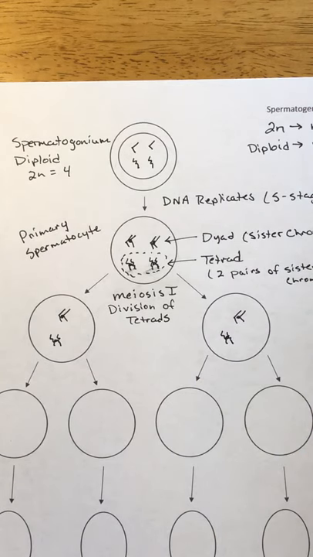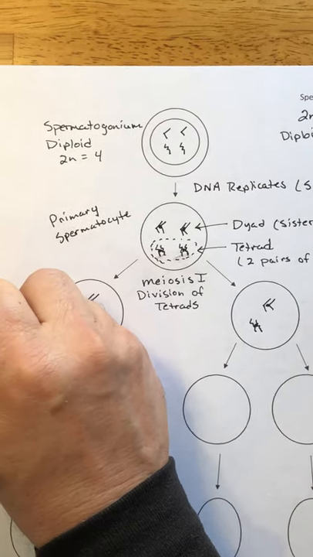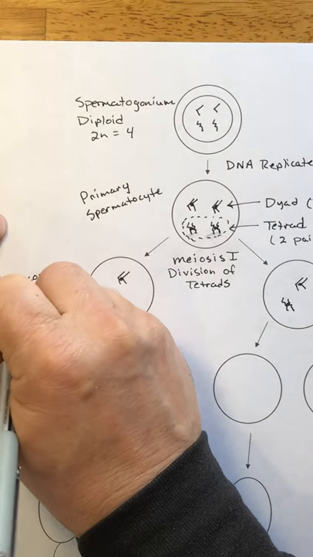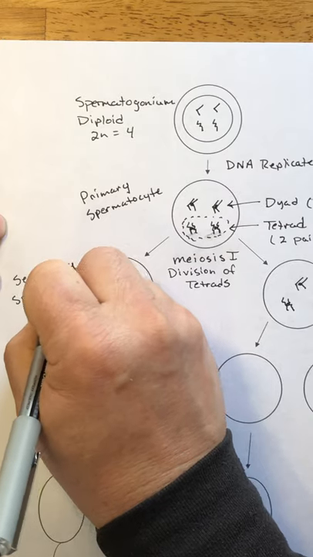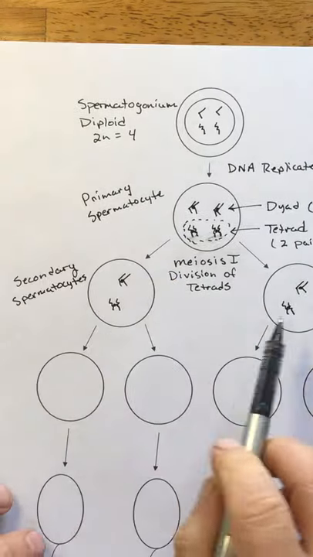The resulting daughter cells are called secondary spermatocytes. Cyte means cell. Okay, and so there's two of them.